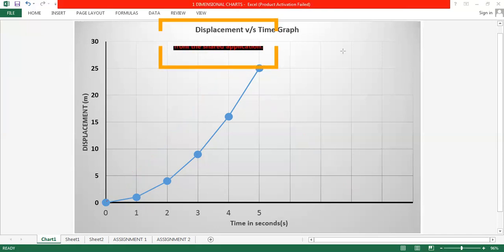Clear, class? All of you, is it very clear now? Have you done the graph? Have you plotted the graph? Yes, sir. No, sir. Achha, do it quickly.